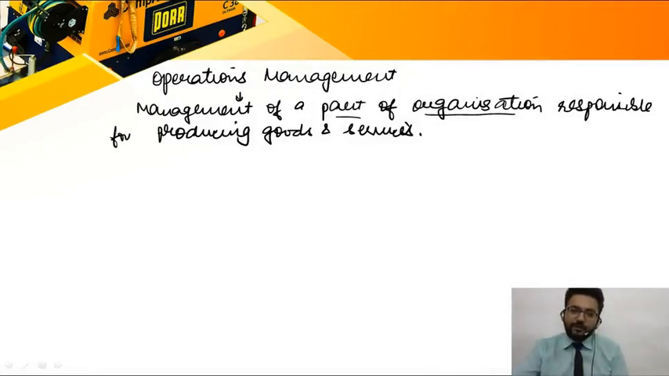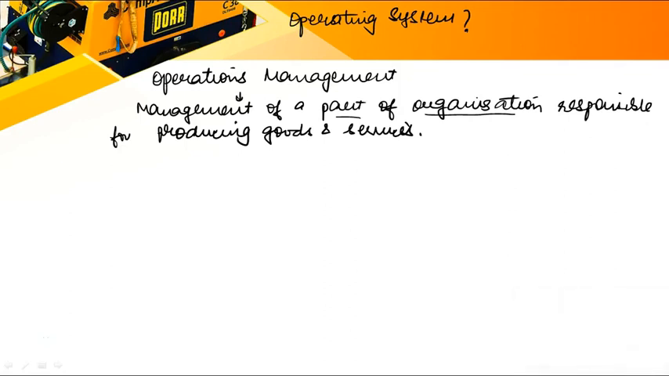So, first of all, if you want to understand operations management, you should have a clear idea about the operating system. Now, what is operating system? Sir, where are you? Beta, in your examination, you will not be getting a question on your teacher. You will be getting questions on this part which we are writing. Right? Now, this is operating system.